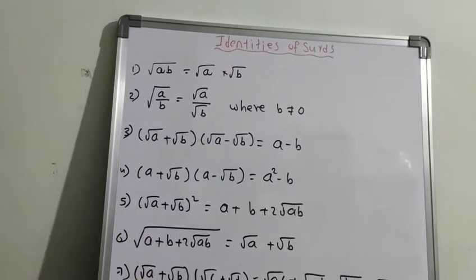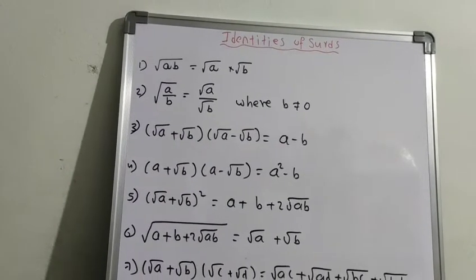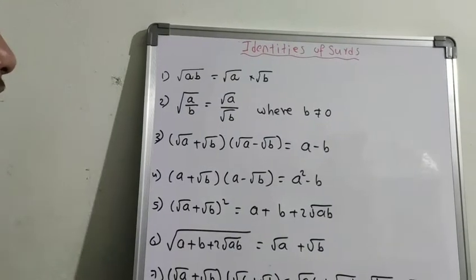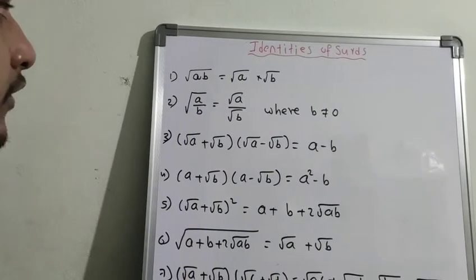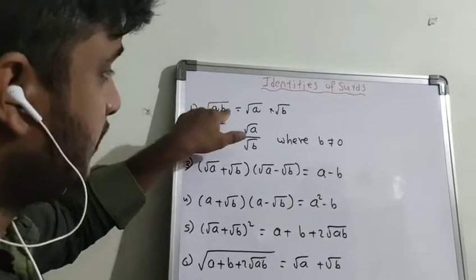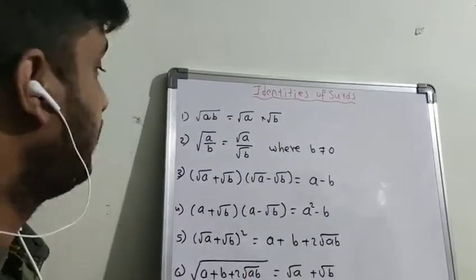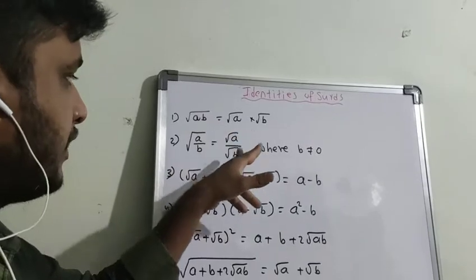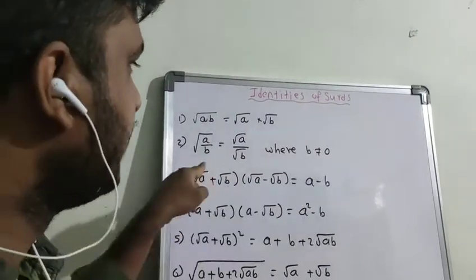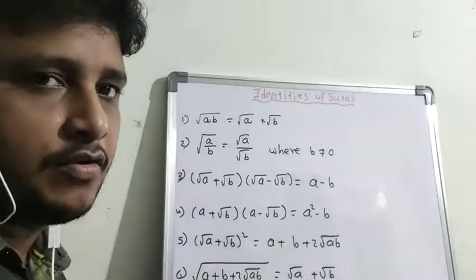These are the identities of surds. Identities are nothing but formulas. Identities mean this is true for all the values of A and B, so they are called identities. In algebra also we have identities, and here also we have identities. So root AB equals root A into root B, and root A by B equals root A by root B, where B is not equal to 0. Why is B not equal to 0? If B is equal to 0, the value is undefined.